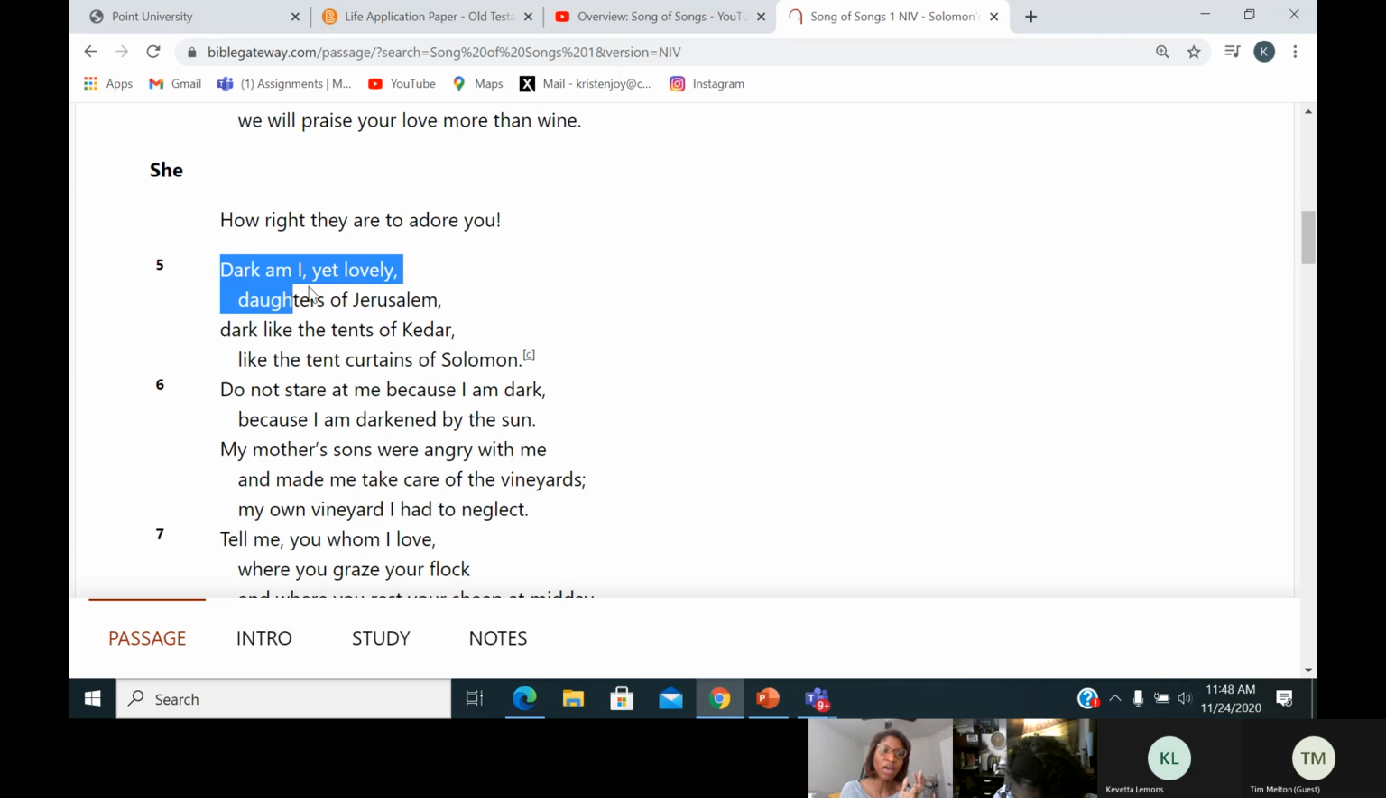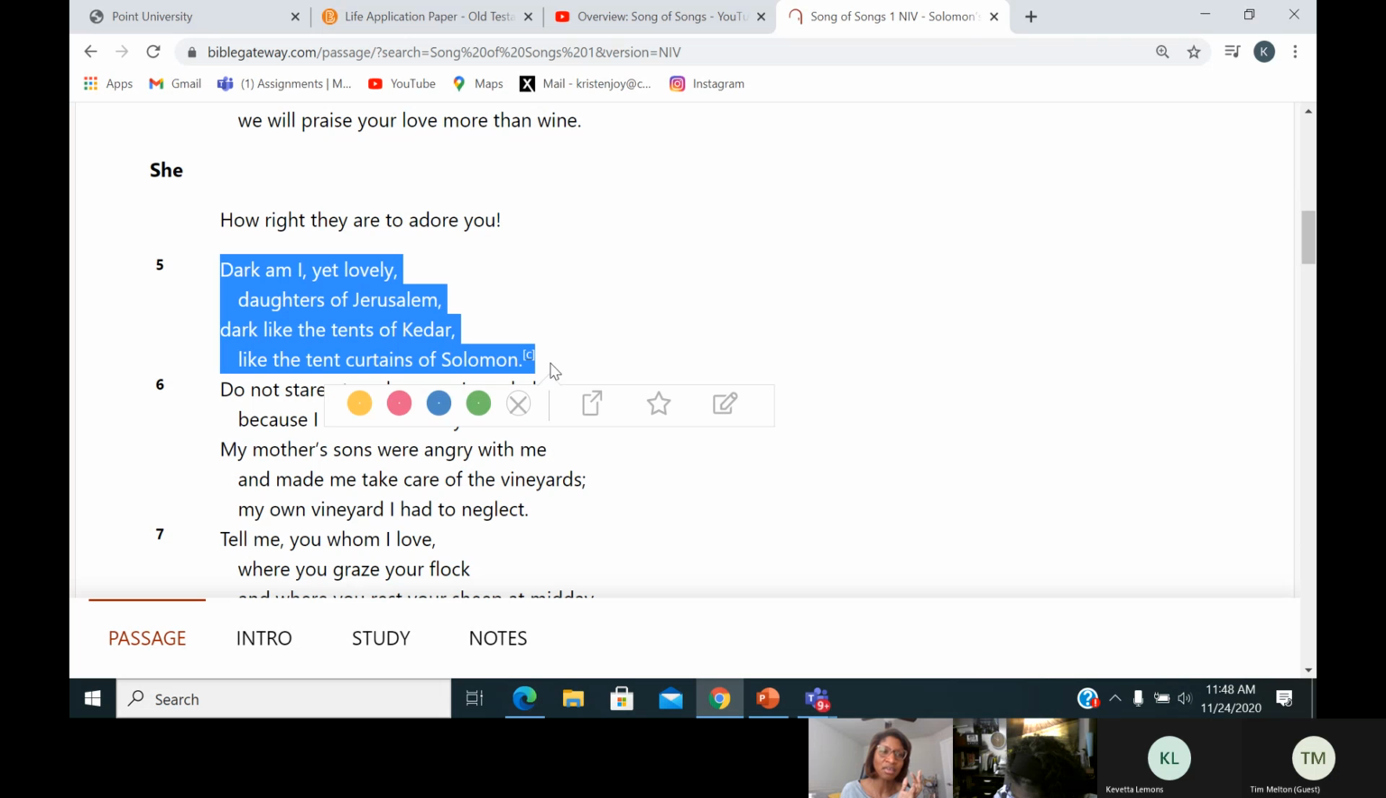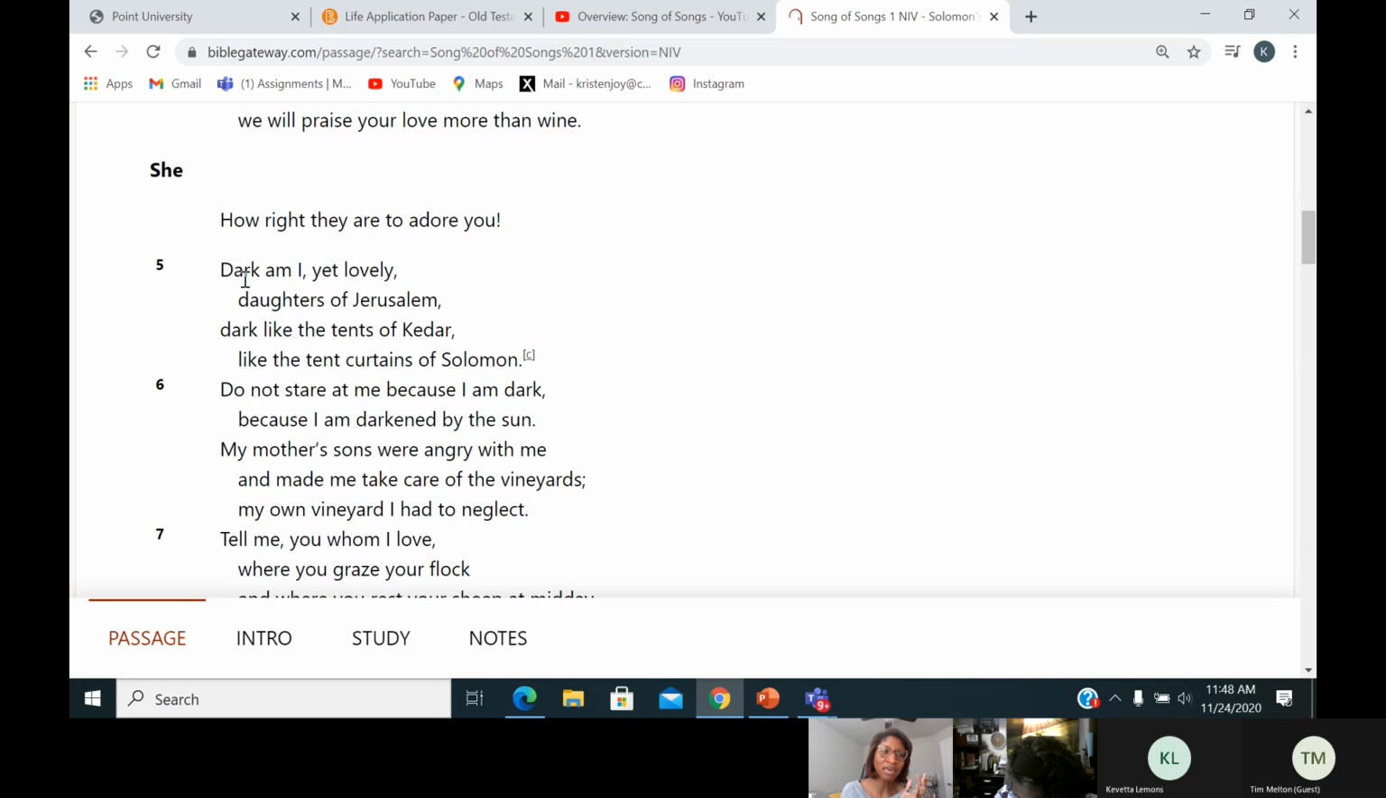This is so cool. Verse 5. Y'all got to catch this. Dark am I, yet lovely. Daughters of Jerusalem, dark like the tents of Kedar. Oh, hope I said that right. Like the tent curtains of Solomon. What do you catch there? Dark am I, yet lovely. Dark skinned woman. Dark skinned woman. Oh my goodness. Could this be our ancestors?